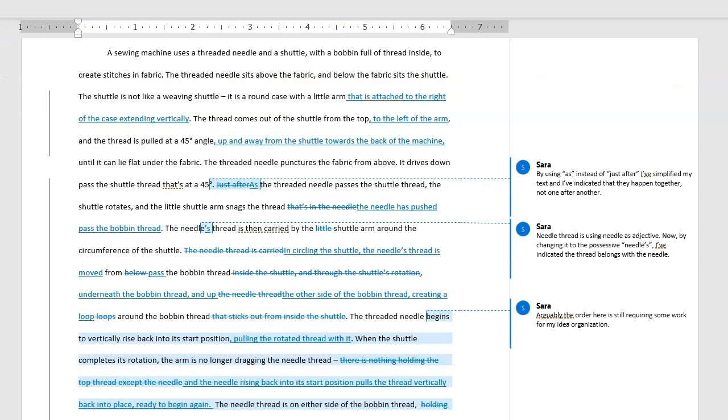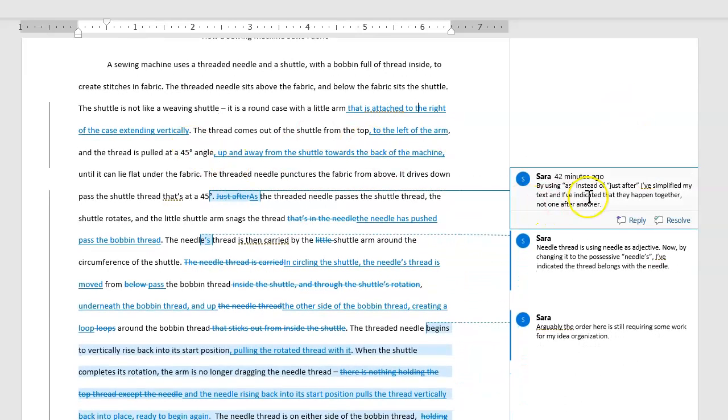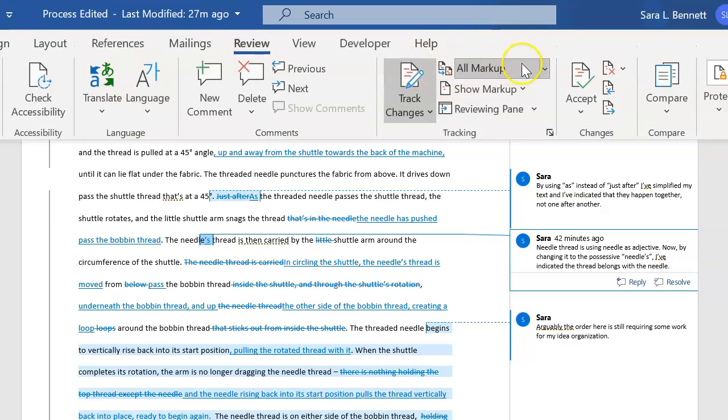So I'll draw your attention to a few changes I made. From the beginning to the end, you can see I've tracked my changes. I've moved just after to as because it indicates simultaneous action. I've changed needle to needle's in case the thread now belongs to the needle. It indicates ownership. And last but not least, I deleted little. I mentioned little before. It's redundant to do it again, but I do need to remind people that the arm belongs on the shuttle.